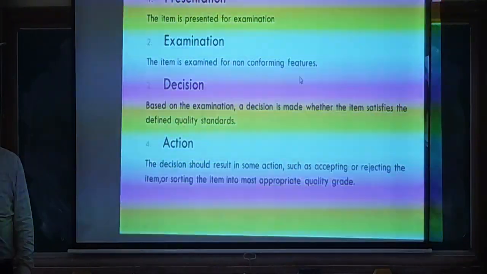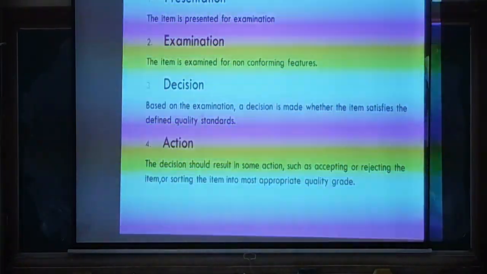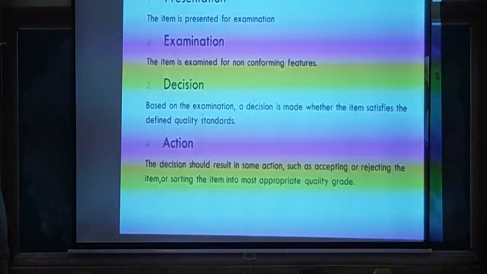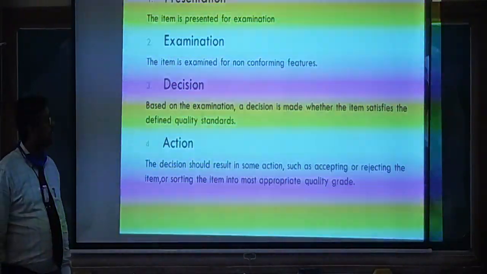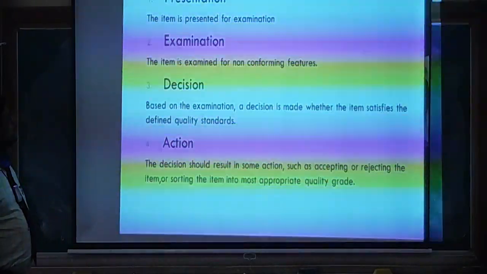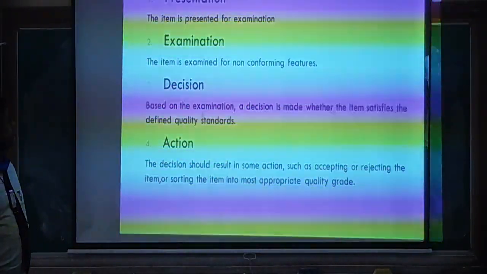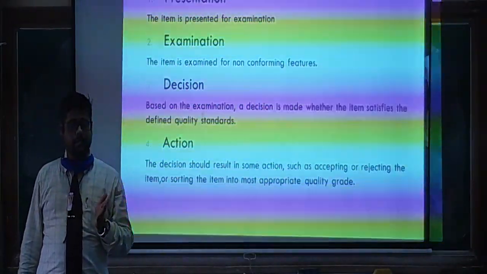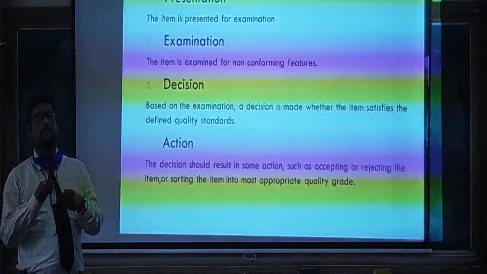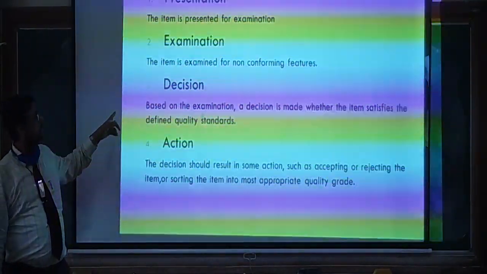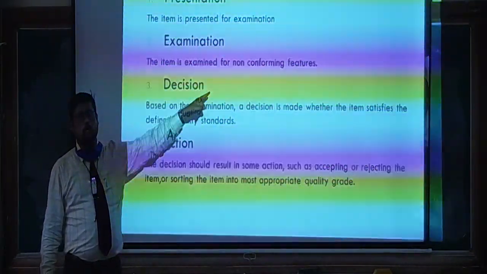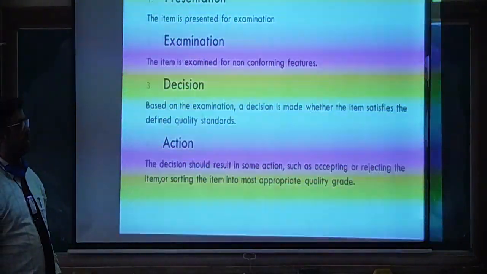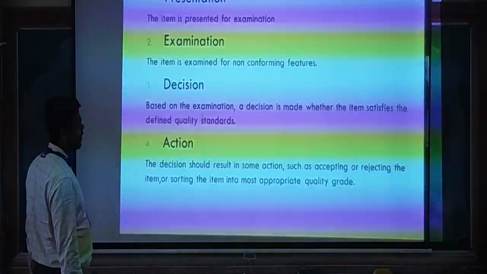And the second one is examination. In the examination, the item is examined for non-conforming features. First we check whether the component should be rejected. We check all acceptable products, but the item is examined for non-conforming features. If it is non-conforming, we reject that particular part. That is how the examination works.